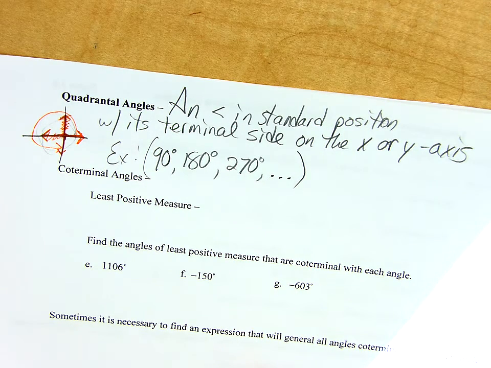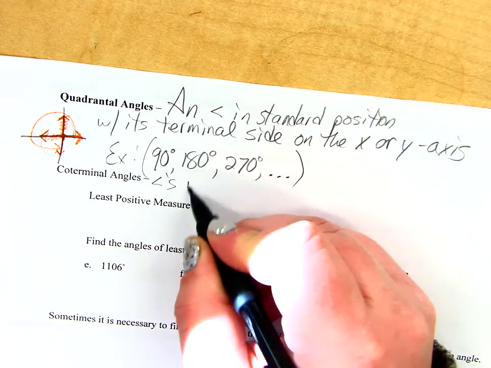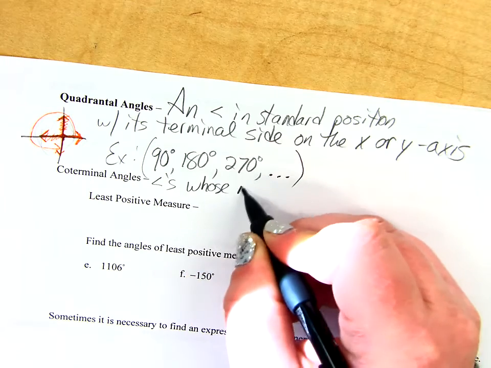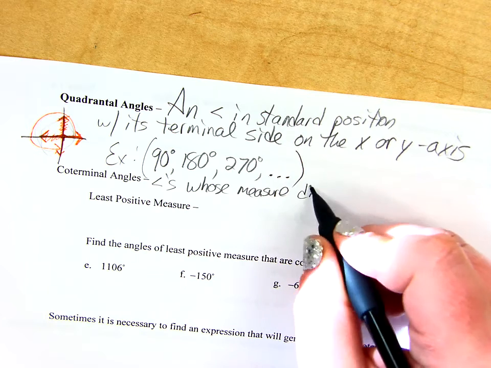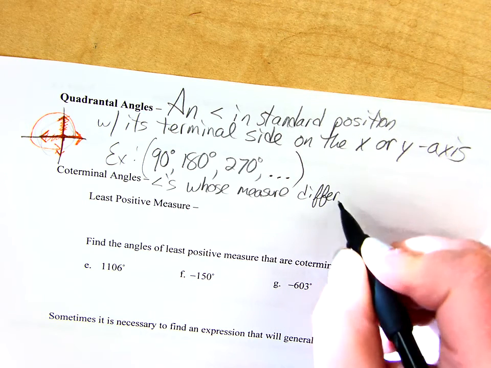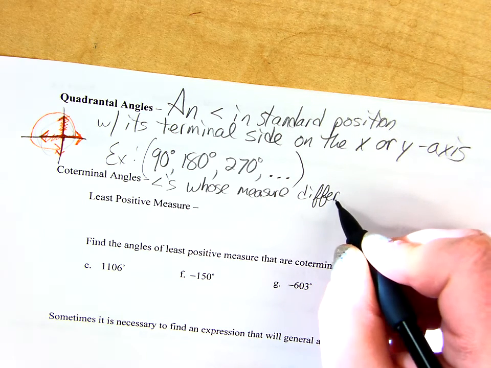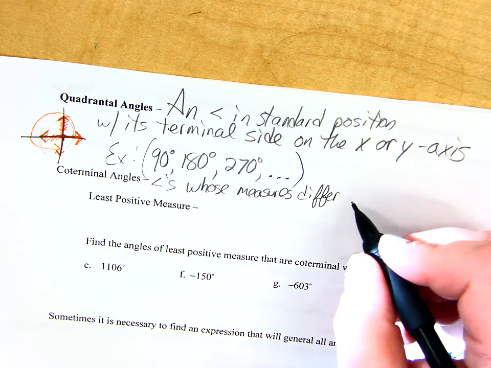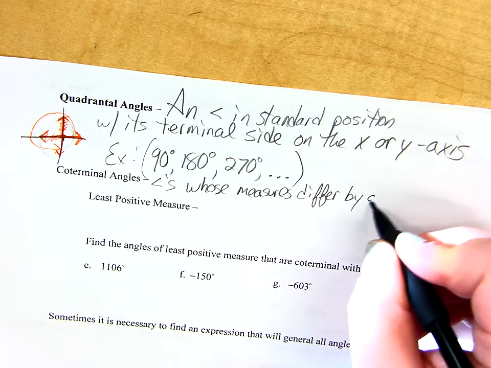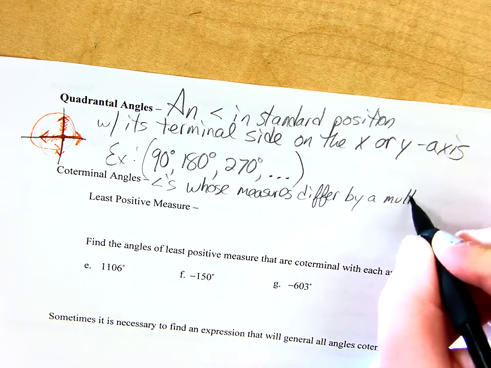But that brings us to something called coterminal angles. So these are angles whose measures differ by a multiple of 360.